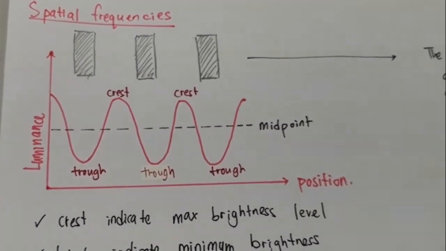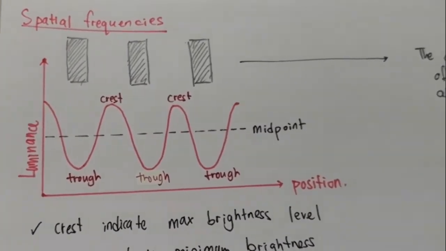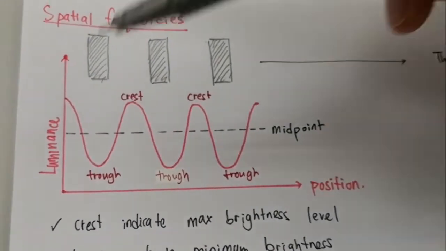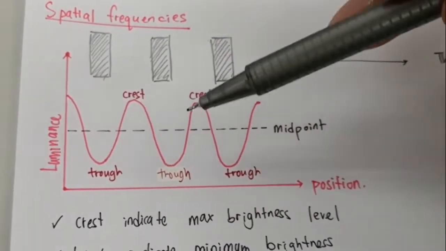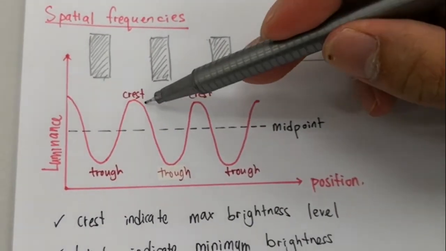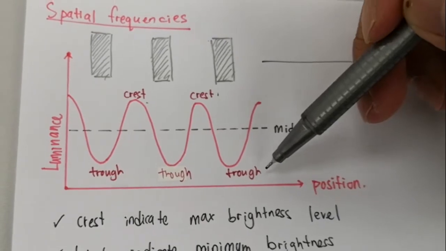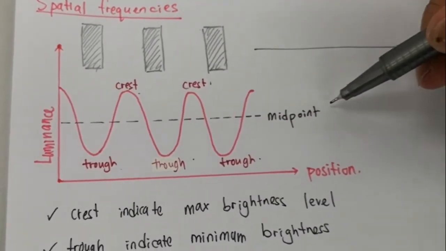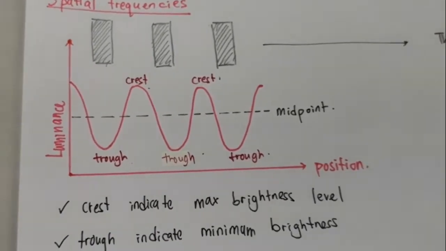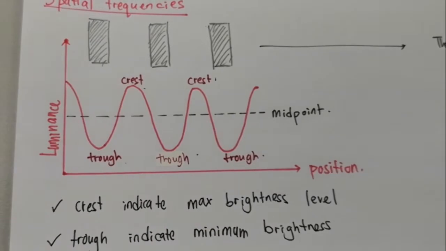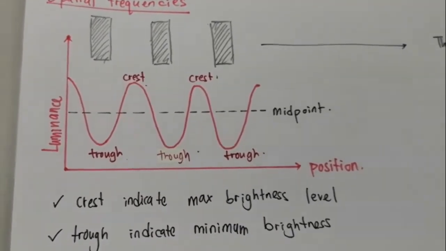Okay guys, this is one example of the spatial frequency that I just mentioned before. This is the graph, and the graph has the crest, then the trough, and then the midpoint. The crest indicates the maximum brightness level, while the trough indicates the minimum brightness level.